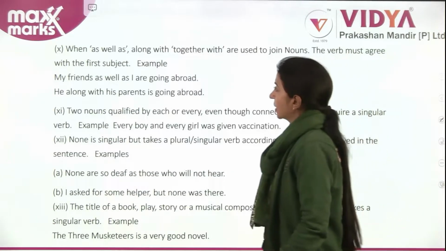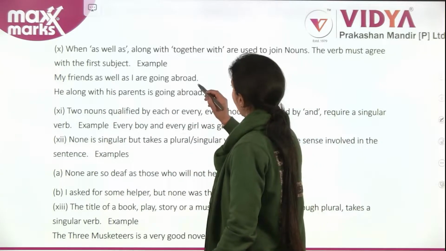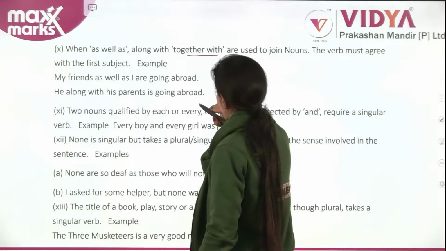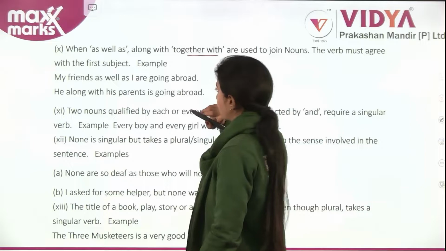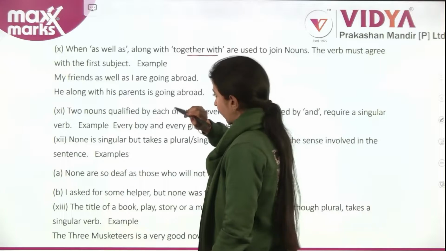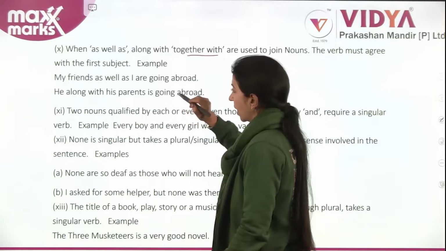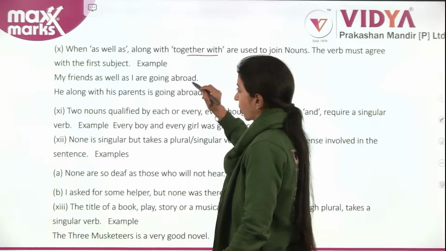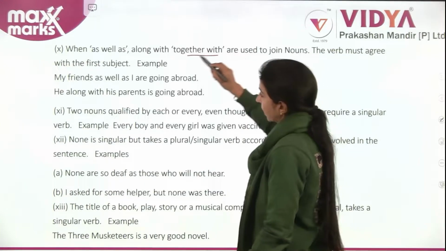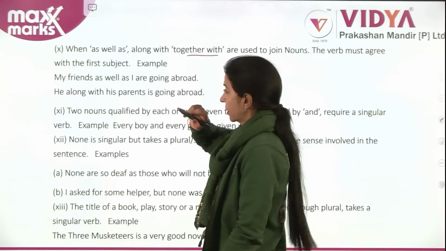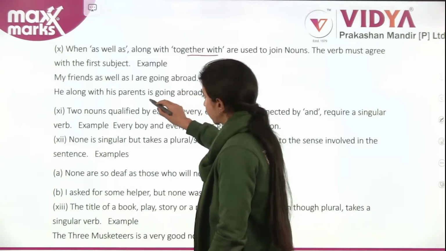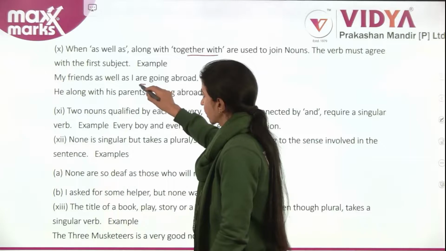Now, when as well as, along with, together with are used to join nouns, the verb must agree with the first subject. Example: my friends as well as I are going abroad. What have we said? The verb must agree with the first subject. Next, he along with his parents is going. Here it was are going.